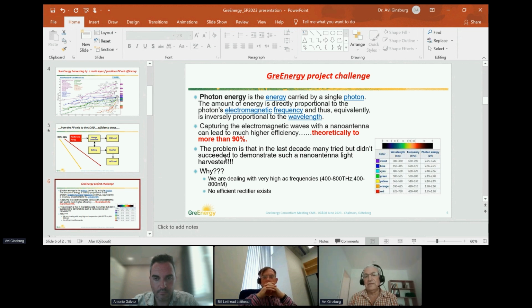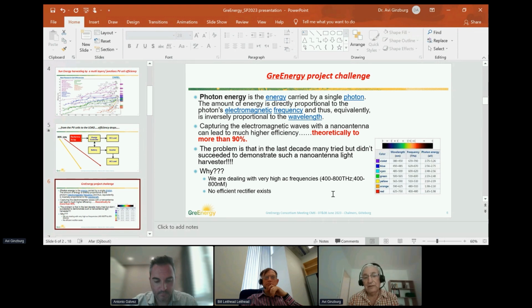No one was able to do it 50 years ago because nanotechnology wasn't mature enough. But today we are close to making an application of a nano antenna to capture the sunlight and rectify it. However, we are dealing with very high frequencies, as I mentioned. In the visible region, we are talking between 400 to 800 terahertz. Converting it to wavelengths, we are talking between 400 and 800 nanometers, which means you have to manufacture an antenna between 100 to 200 nanometers.